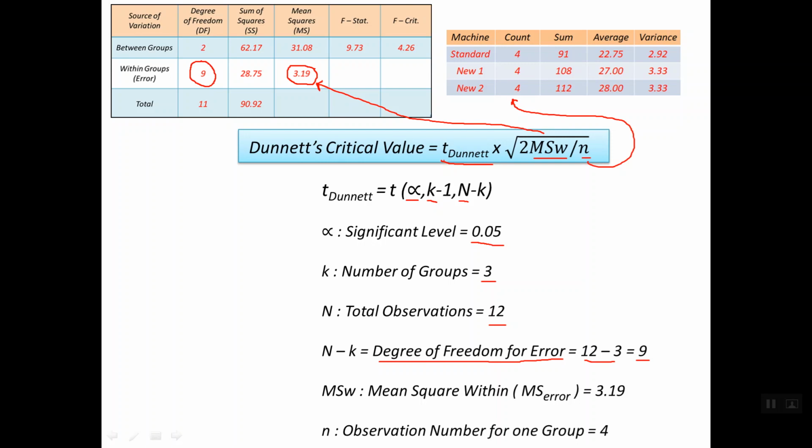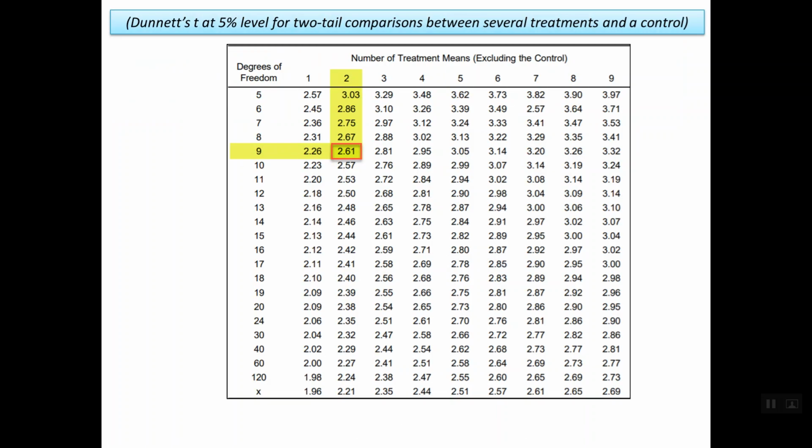Now the process is to determine the value for the T Dunnett. So we can return back to one of the Dunnett's critical value tables. First of all, regarding the row here, the row represents K minus 1.